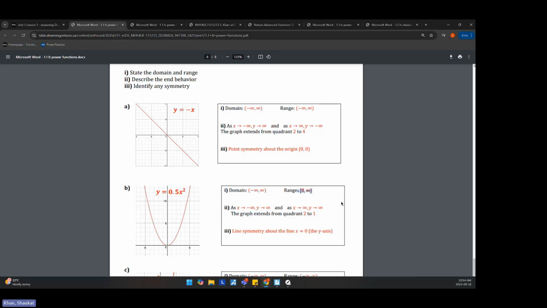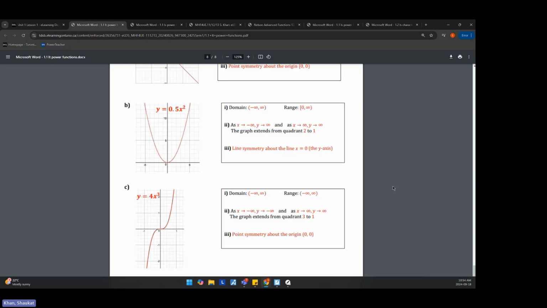This has domain and range. Range is obviously only above the 0 point. And we've done end behaviors and domain and range for this. This has line symmetry. So yeah, this is pretty straightforward. This is odd. So if it's odd, we know that it has point symmetry, and the end behaviors you can clearly see is from quadrant 3 to 1, and domain and range is all the real numbers.